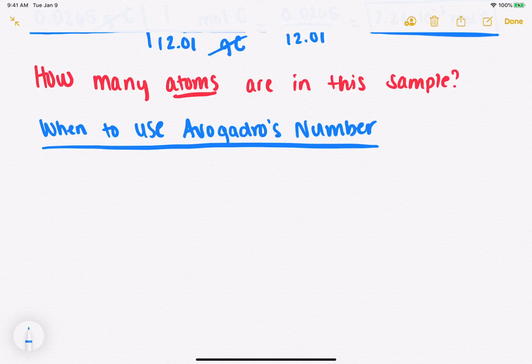So this number is only going to be used when we're converting between moles and either atoms or molecules, or whatever object you are trying to measure. In chemistry, it's usually atoms or molecules.